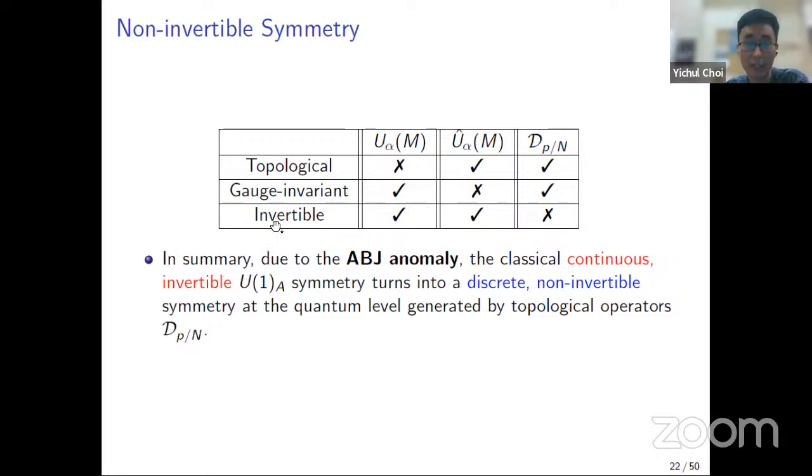So to summarize, we start with the most naive U(1) axial symmetry operator U, which was a good operator in the theory, but it was just not topological. And we consider this U-hat operator, which was formally topological, but it was not gauge invariant. Because of this, we just throw them away. However, when the rotation angle was a rational multiple of 2 pi, we could define this new operator D_{p/n}, which is both topological and gauge invariant. The novelty was that this new operator is not invertible anymore. And this defines a non-invertible symmetry in 3+1D massless QED.